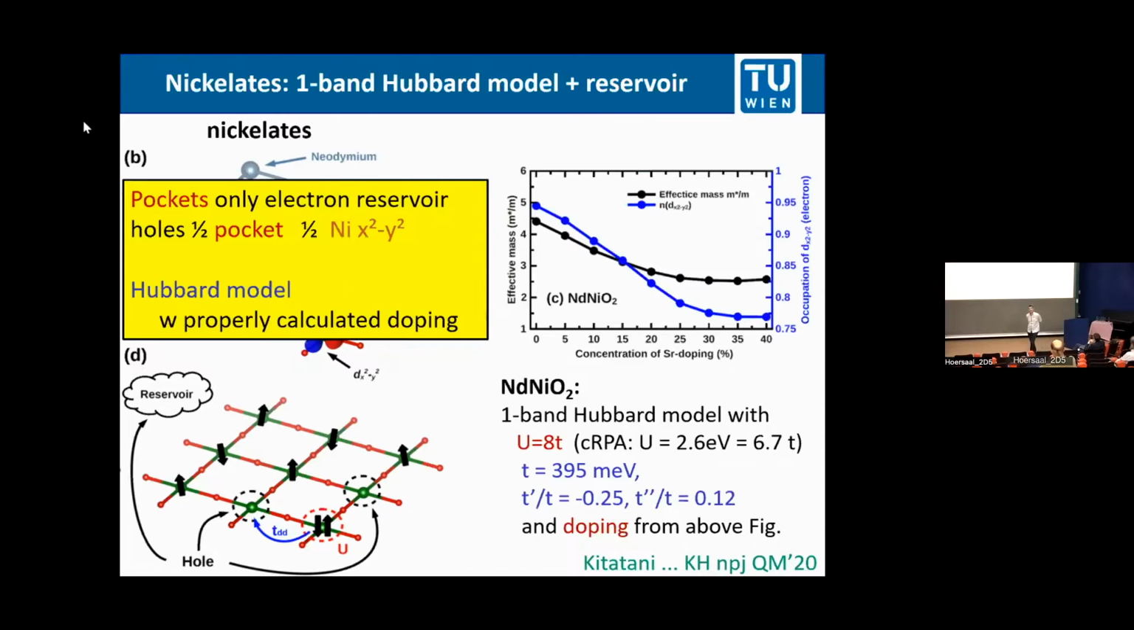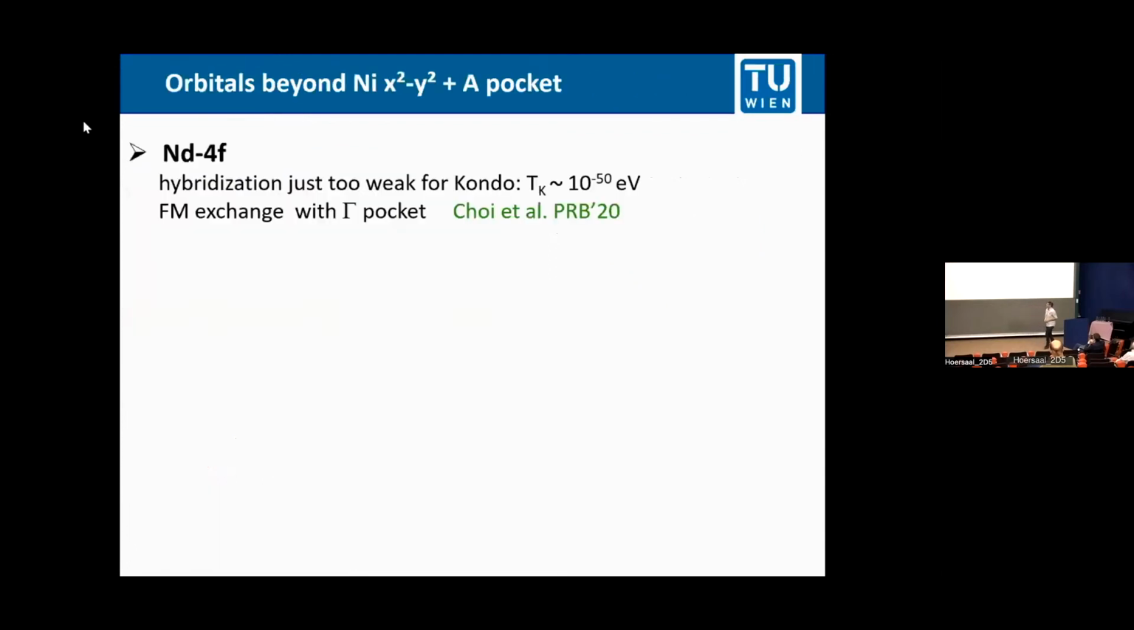Then for this one-band Hubbard model, we can use CRPA to calculate the U. We can make Wannier function projection to calculate the hopping parameters. We have to translate the doping, and then let's see how far we can come. You also see here that at some point this curve levels off, because here then the z squared orbital becomes active.